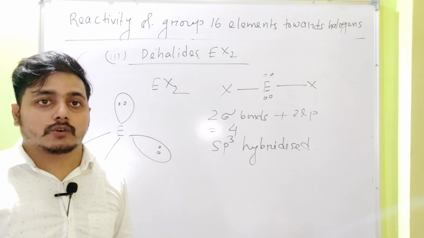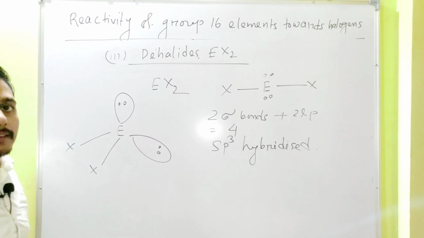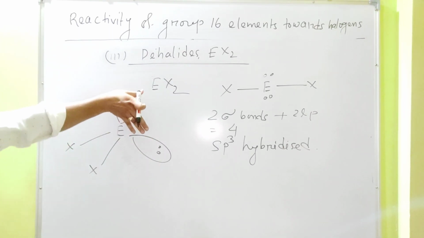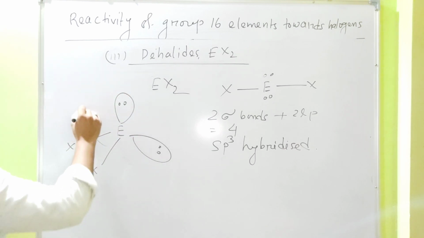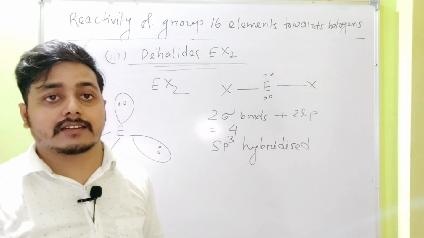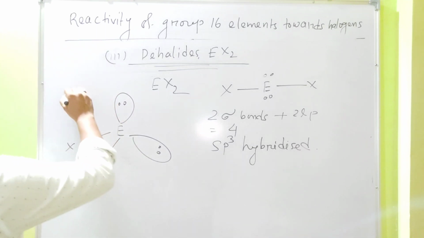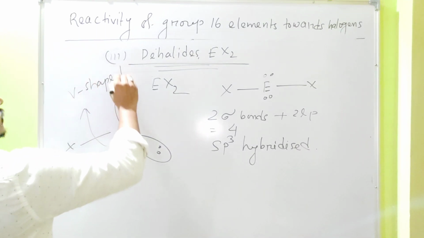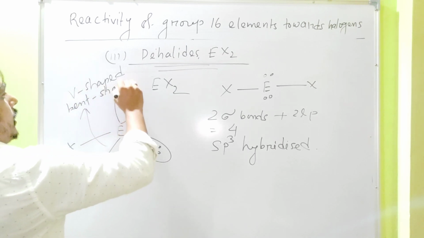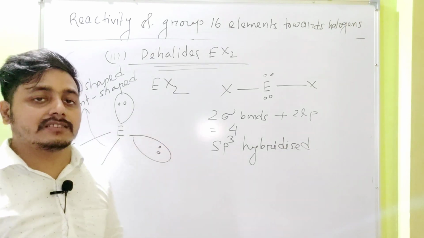So if you do not consider these 2 lone pairs, then the shape would be what? V-shaped. So these dihalides have V-shaped structure, or you can say bent shaped structure. But the electron pair geometry is tetrahedral.